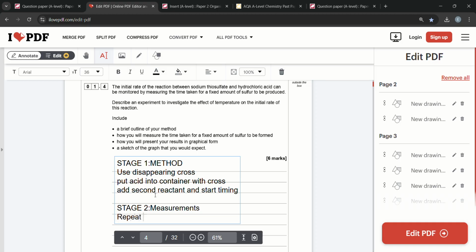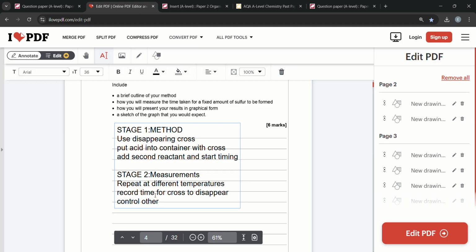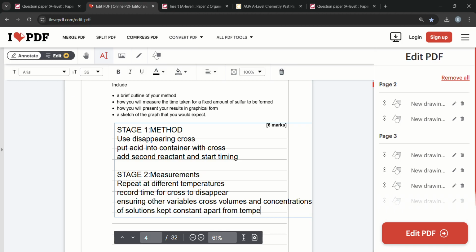Repeat at different temperatures, obviously, and record the time for the cross to disappear. And obviously we want to control the variables: the cross, the volumes and concentrations of solutions kept constant, apart from temperature, that's the thing we're changing. Then stage 3, use of results.